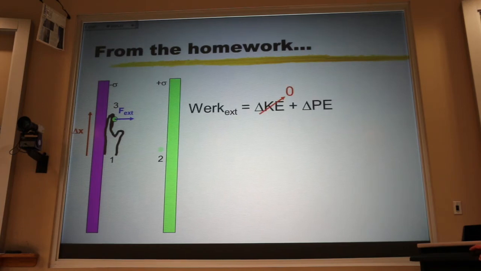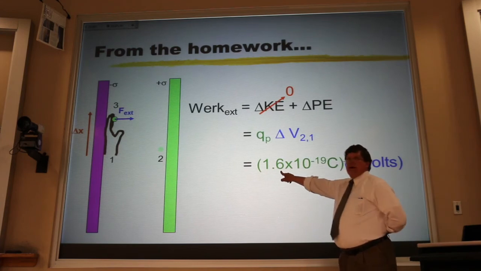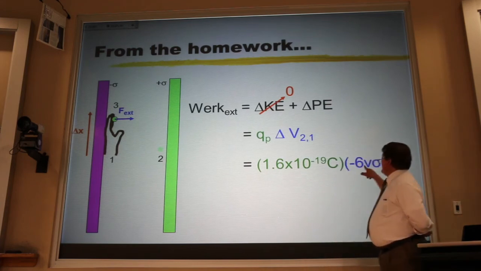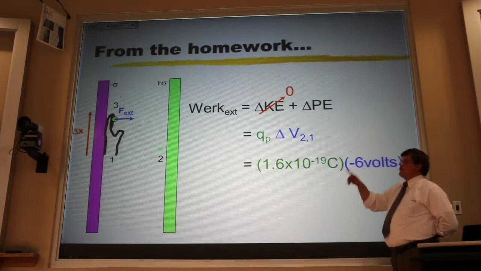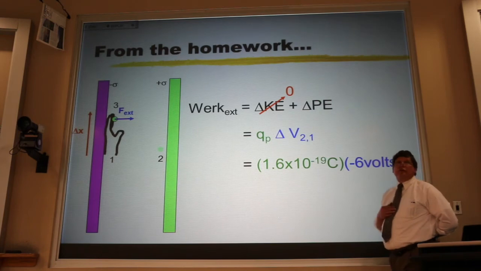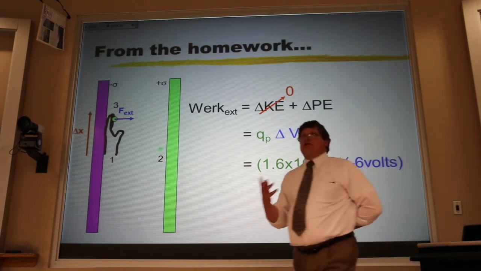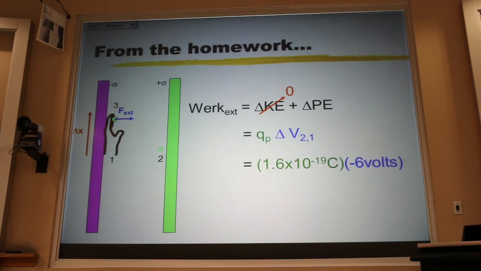That work, if I do it from rest to rest, is just going to be the change in the electric potential energy from 2 to 1. Now, it's a proton, so I've got an elementary charge. It turns out in the previous part of the problem, the voltage from 1 to 2 was 6 volts, so the voltage from 2 to 1 is negative 6 volts. So the correct answer to this problem was negative 9.6 times 10 to the minus 19 joules.